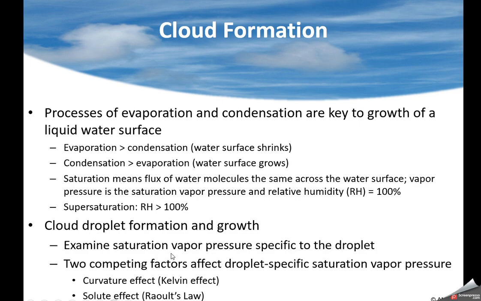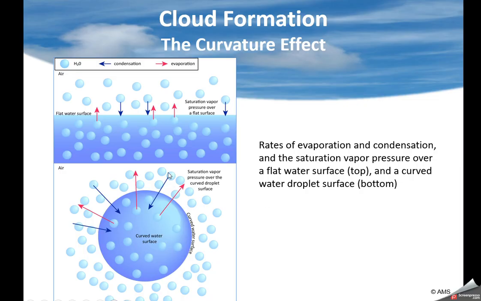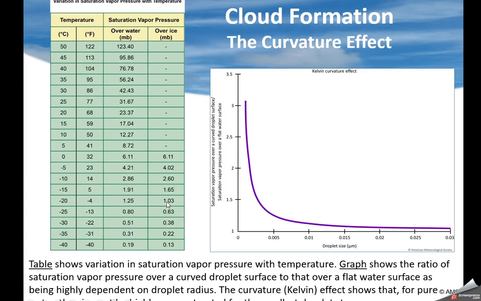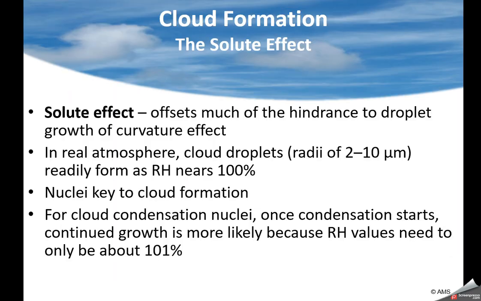So there's two aspects to this. There's the curvature aspect and the solute aspect, both of which we just discussed. And here you can see how the difference between the two works, and what that curvature effect did to the model. Notice how it's very, very tiny. And it becomes much, much more difficult to get saturation over a strongly curved surface than over anything else. So rain droplets don't have this problem. These are only droplets that just form the clouds.